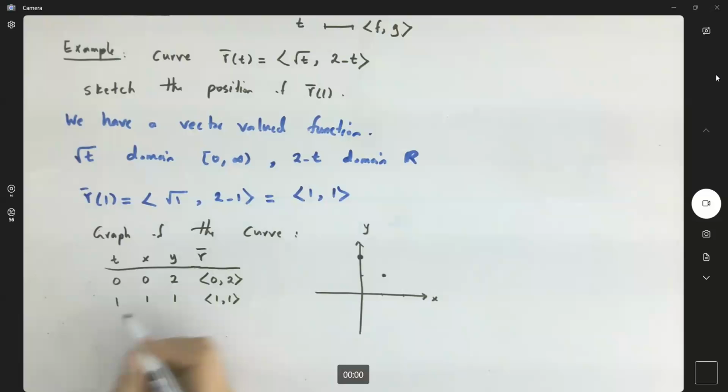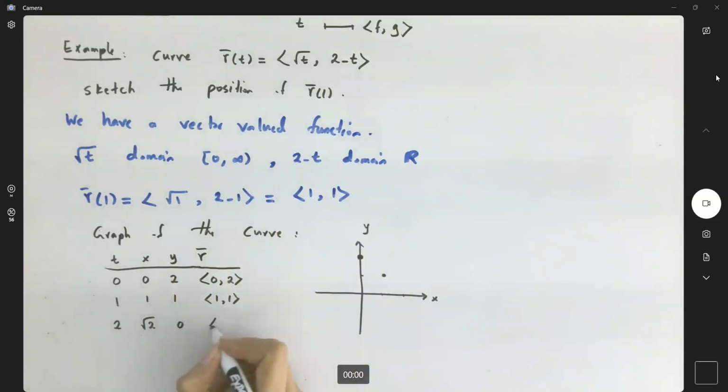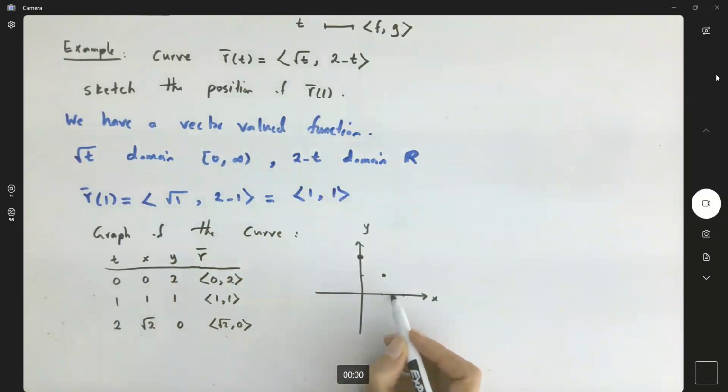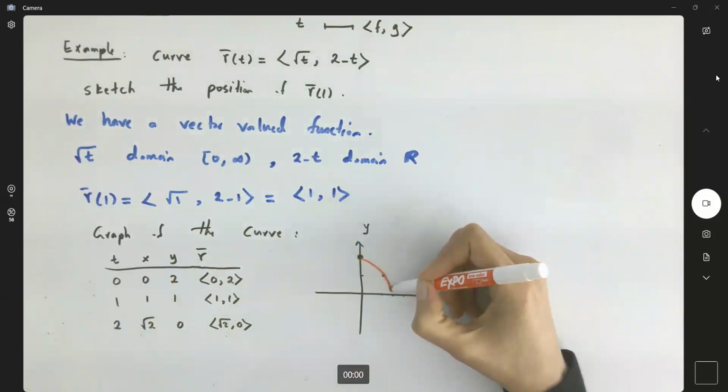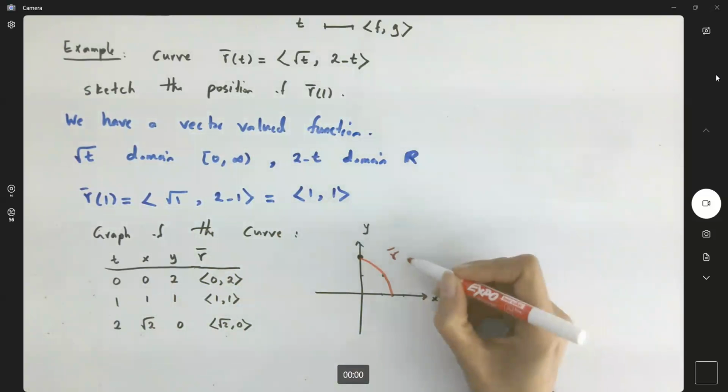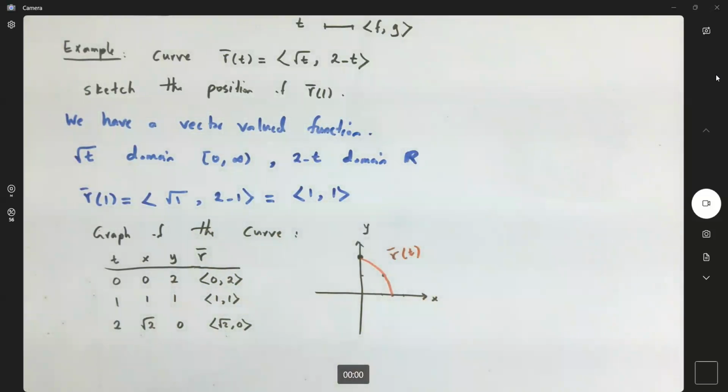Okay, what if I plug in, for example, 2? What do I get? My X is square root of 2, and my Y is equal to 2 minus 2, which is 0. So the vector is square root of 2 and 0. There we go. So some part of this curve behaves like this. This is my R of T, some part of it, between time 0 and time 2.